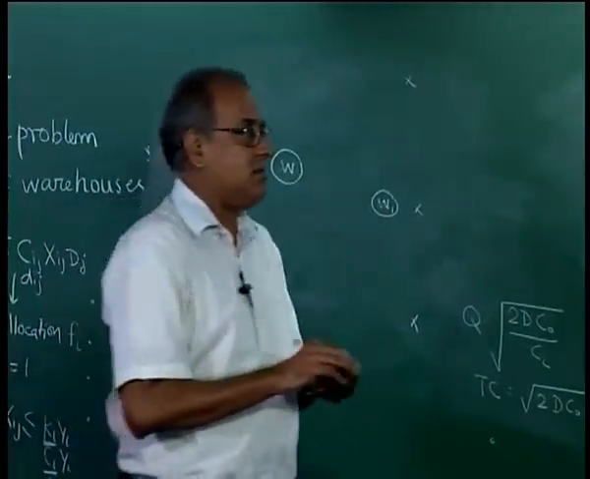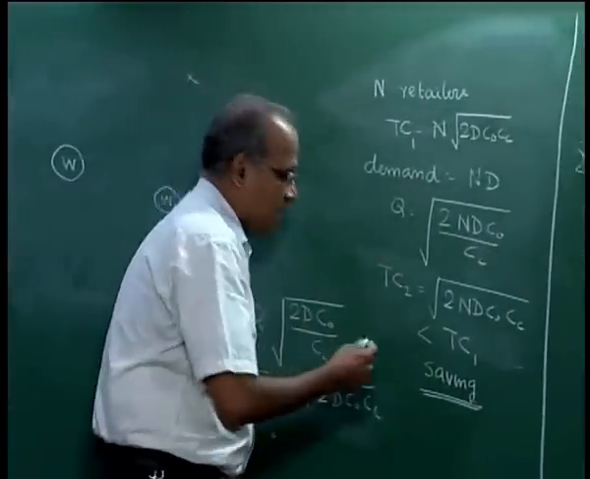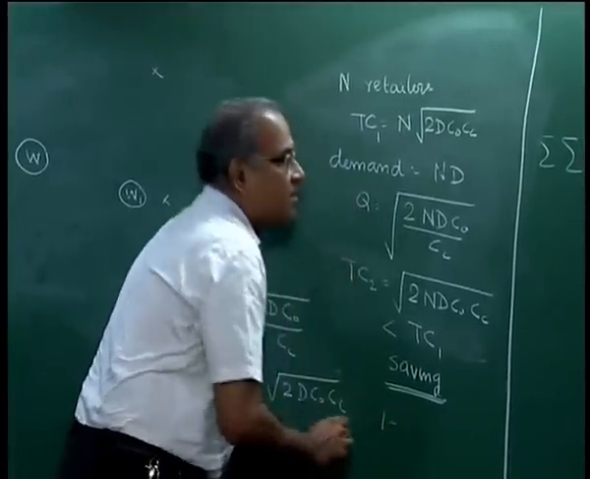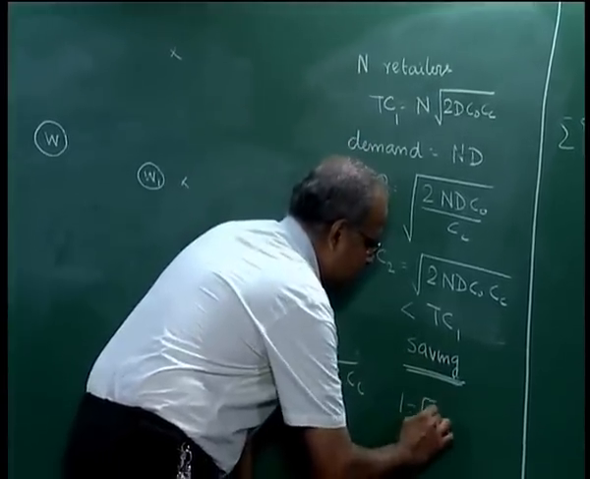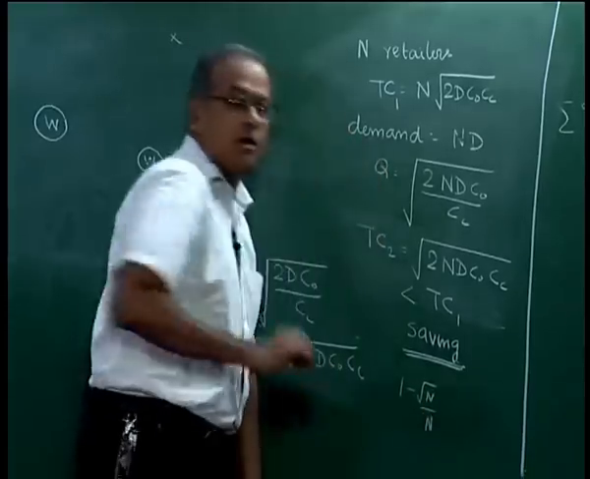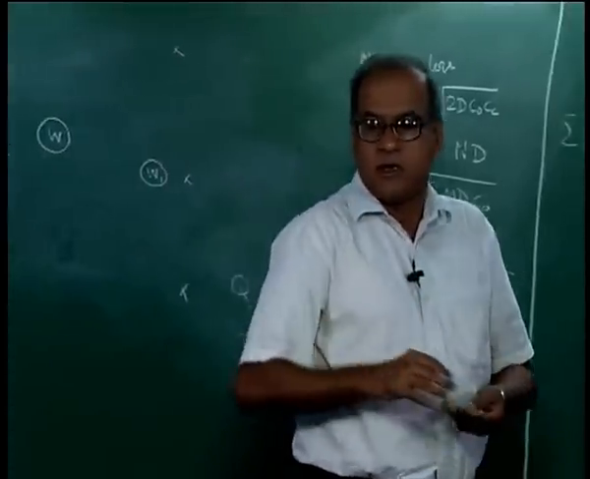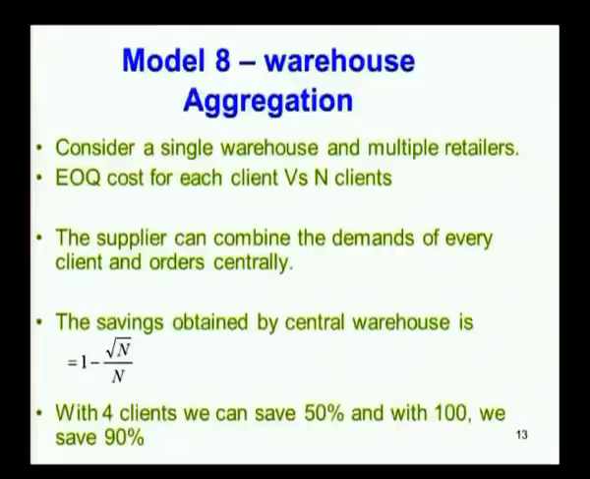So, the saving can easily be shown as 1 over root n by n, or 1 over root n, which will now be the saving when we try and bring the warehouses together.